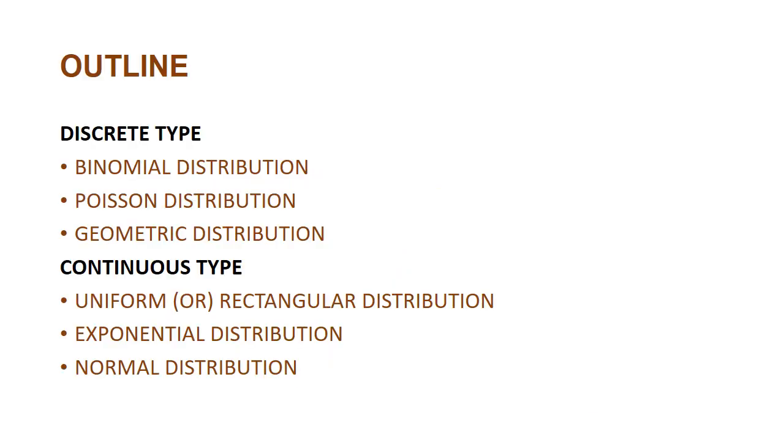Today we are going to see about two types of distributions, discrete type and continuous type. In discrete type, we are going to see about binomial distribution, Poisson and geometric distribution. In continuous type, we are going to see about rectangular distribution, exponential and normal distribution.